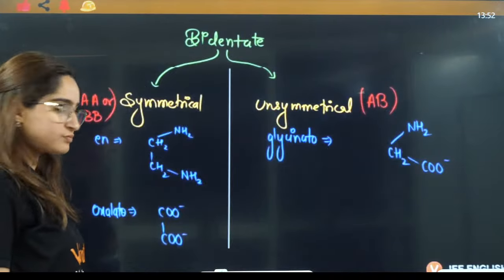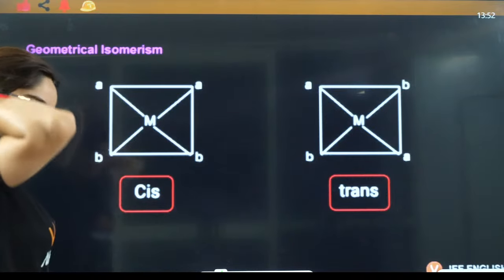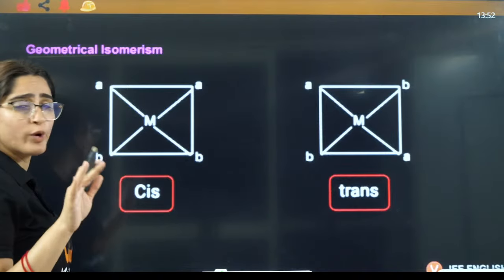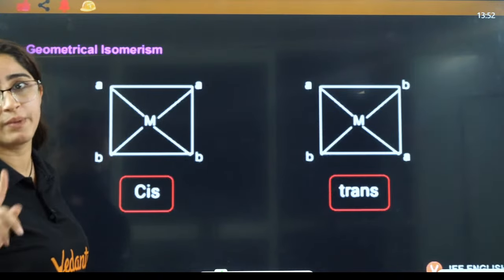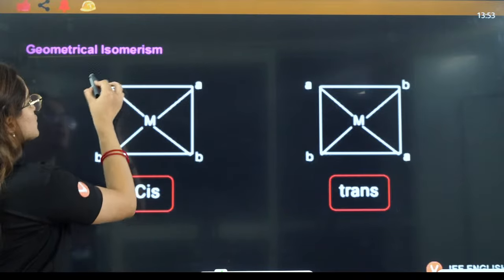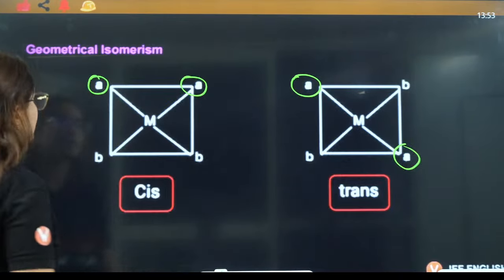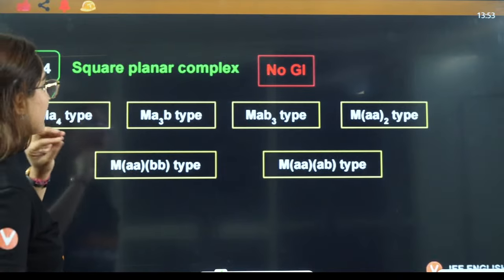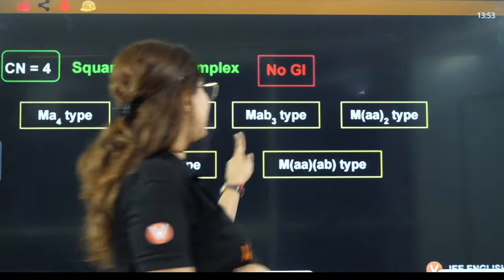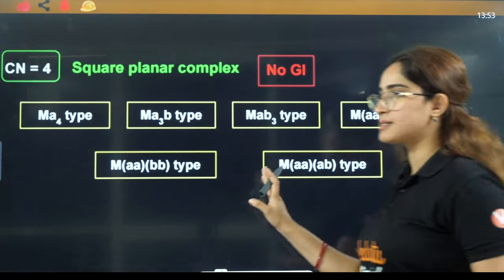Okay. Now see geometrical isomerism. Fast, we'll do. If you see AABB, those who want to do it in detail, I have a 3-hour lecture based on isomerism in detail. This is just a recap. So cis means two ligands are next to each other, trans means they are opposite to each other. Then for square planar complexes, there is no geometrical isomerism present in all these cases.